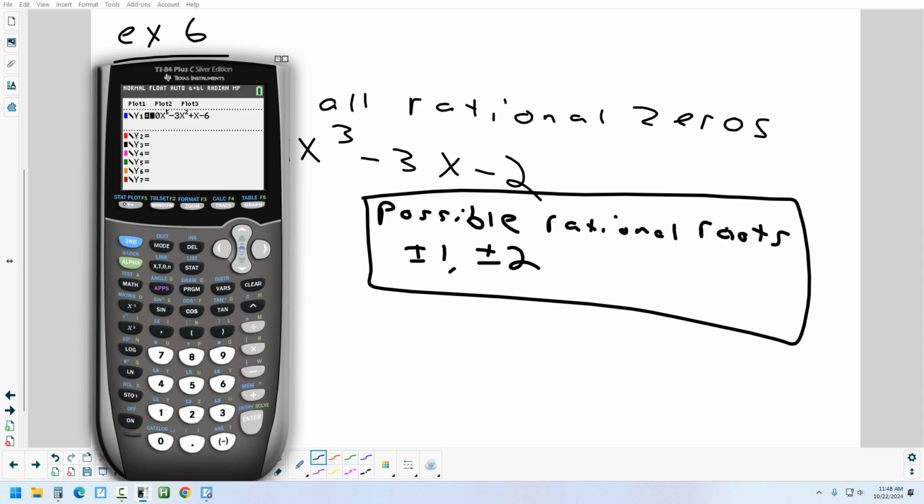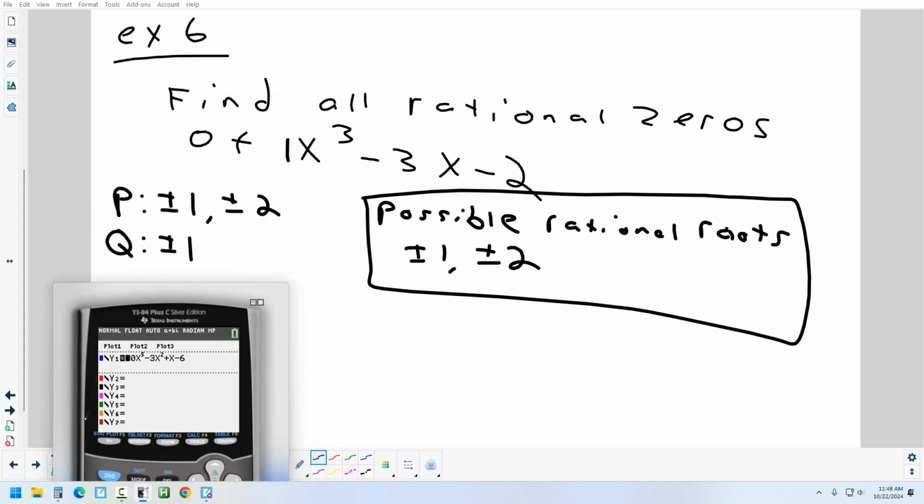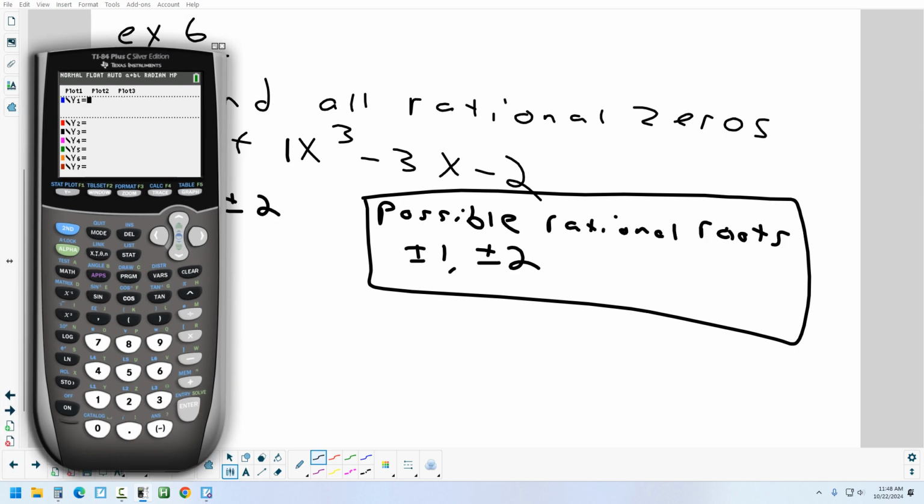If I didn't have a list of rational roots, how would I know where to look? Maybe it would be at +10 or -20. I wouldn't know. Okay, but now I have a list. So let's type in x cubed minus 3x minus 2.